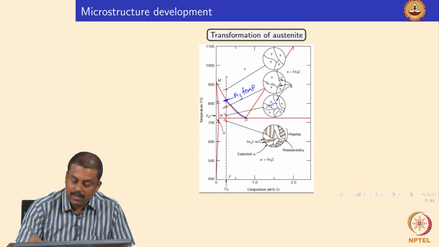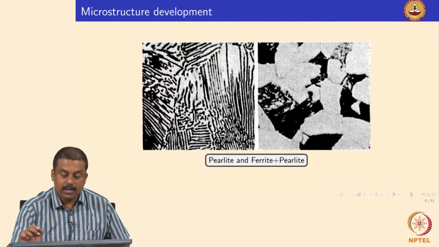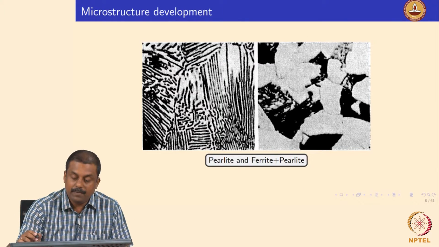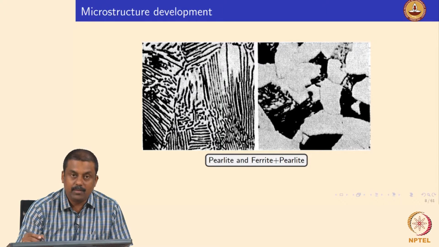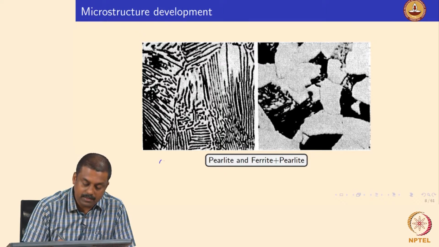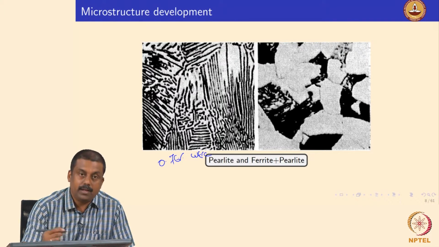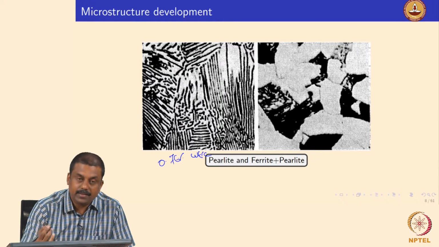Good. Now, if you look at the actual microstructure of the steels, of both steels I talked about, the steel containing 0.76%, close to the eutectoid carbon concentration, you will have 100% pearlite, because there is no other transformation.